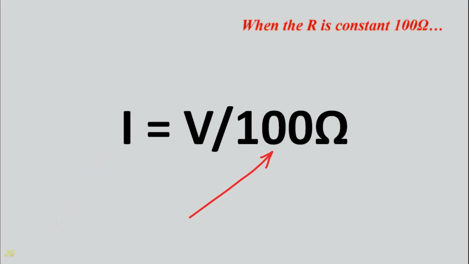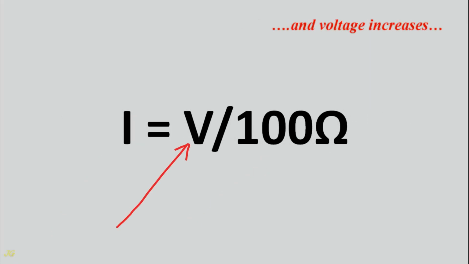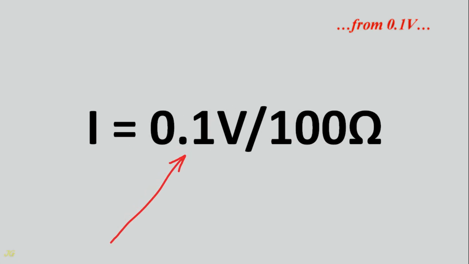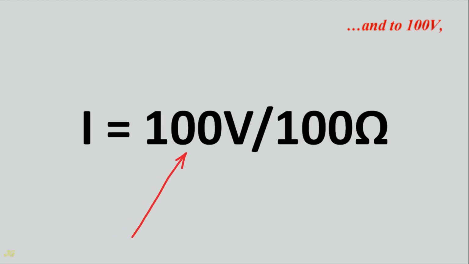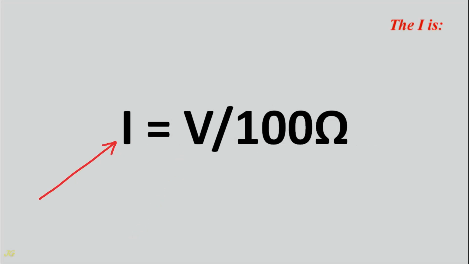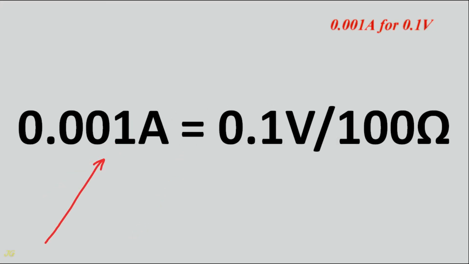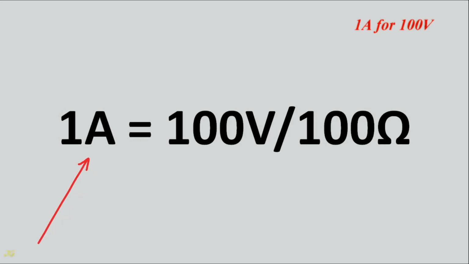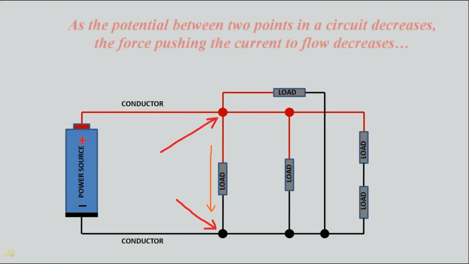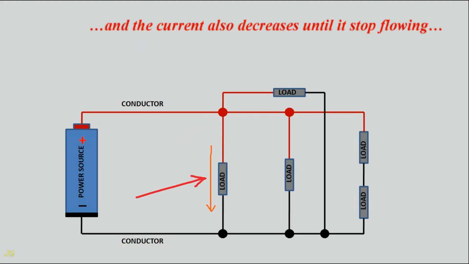When the resistance is constant 100 ohms and voltage increases from 1/10 of a volt to 10 volts and to 100 volts, the current is 1/1000th of an ampere for 1/10 of a volt, 1/10 of an ampere for 10 volts, 1 ampere for 100 volts. As the potential between 2 points in a circuit decreases, the force pushing the current to flow decreases, and the current also decreases until it stops flowing.